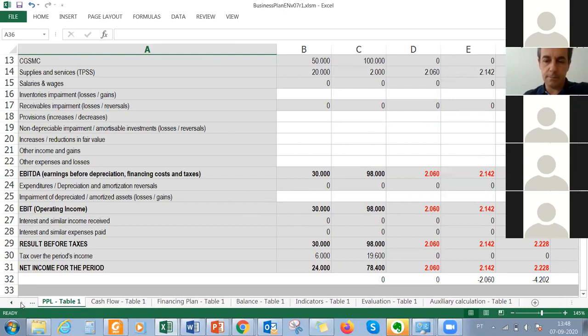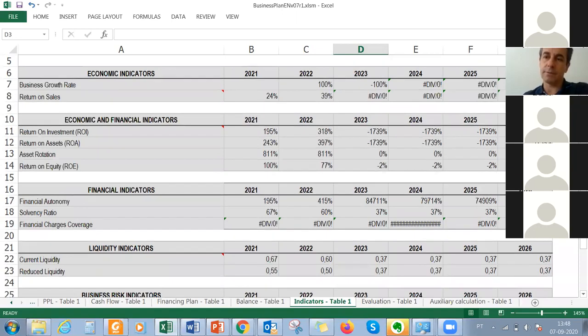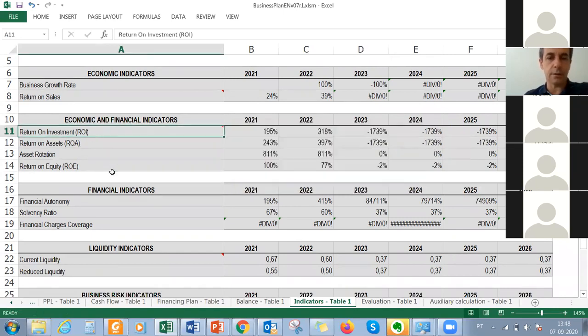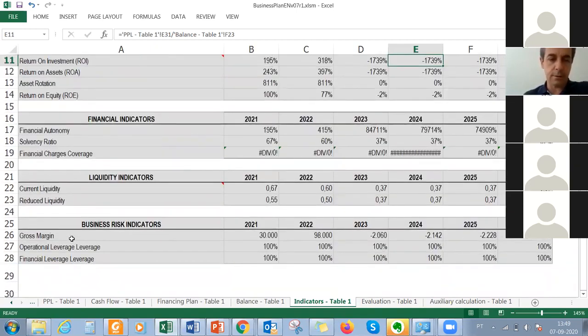And there are some indicators that usually have some pedagogical interest. Things like the return on investment. What is the return on investment that your business is offering to investors? If I put 1,000 euros in your company, what will be the return on my investment in the first year, in year 5, in year 4? Indicators like this one. And what is the gross margin?